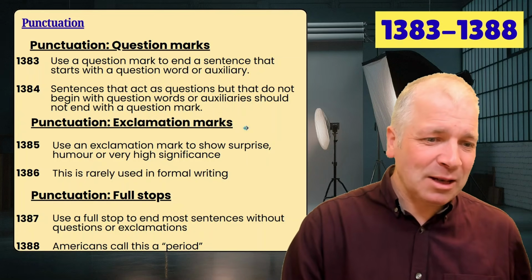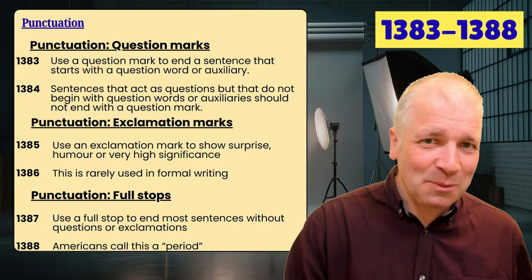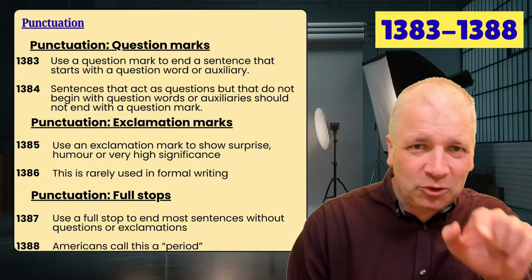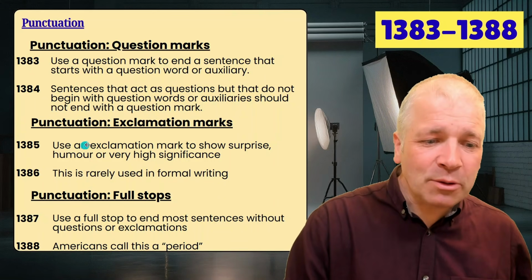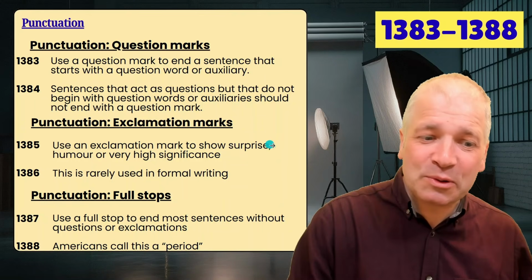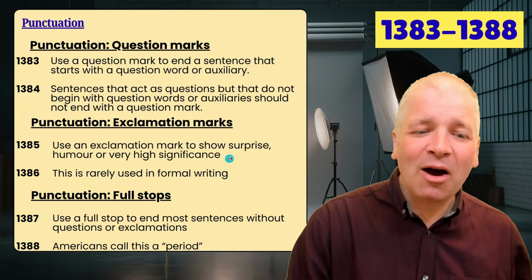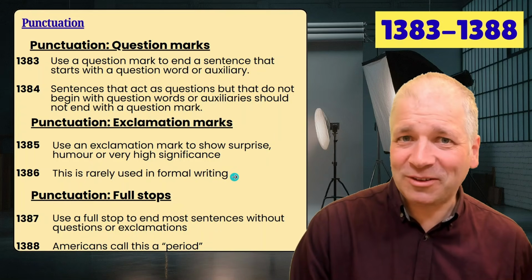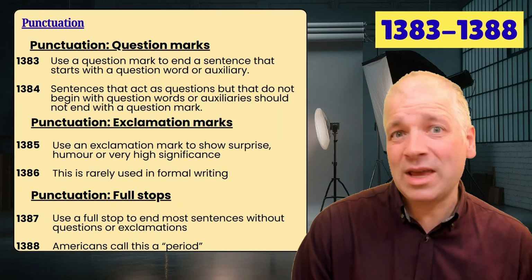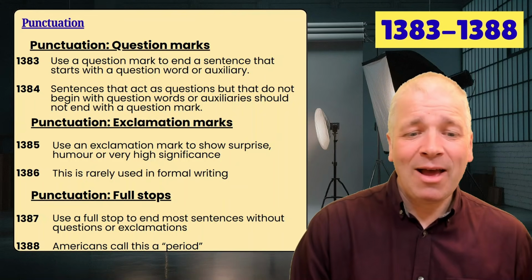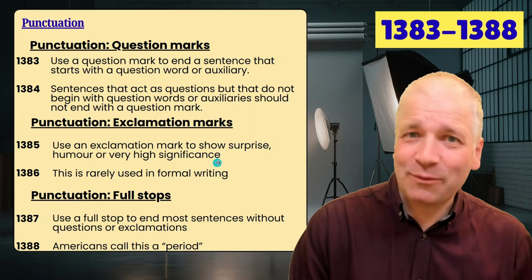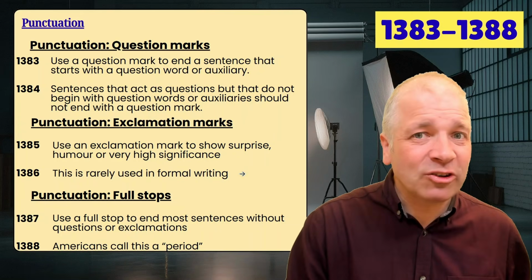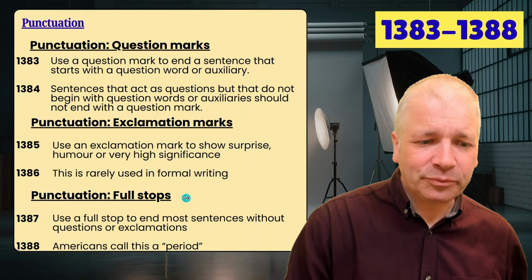Now, what about exclamation marks? Well, why do we use them? The exclamation mark is the big line at the top and the small dot underneath. We use an exclamation mark to show surprise, humour, or very high significance. We don't tend to use this in formal writing. So if you're writing a story and you're reporting what someone says, and it has surprise, humour, or very high significance, you could use that exclamation mark. But if you're writing more professionally, don't use it.